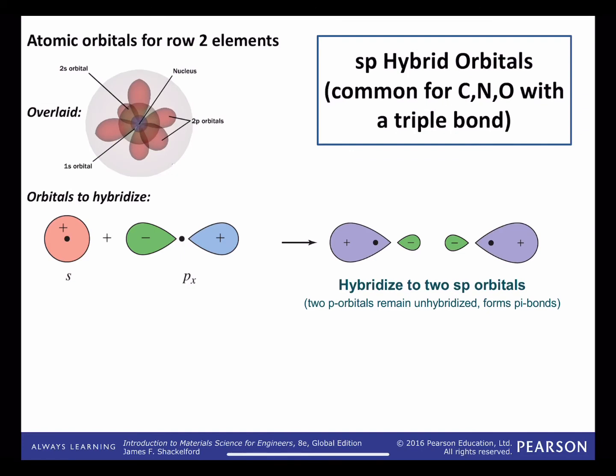Okay, the last option is sp hybridization. This is a little less common for general materials in this course, but we'll cover it for completion. So here we'll only use one p orbital and leave the py and the pz orbitals for other bonding uses. So here two atomic orbitals go in, two hybridized atomic orbitals should come out of the hybridization process, and now we see their size and shape and orientation reflected in the diagrams here.